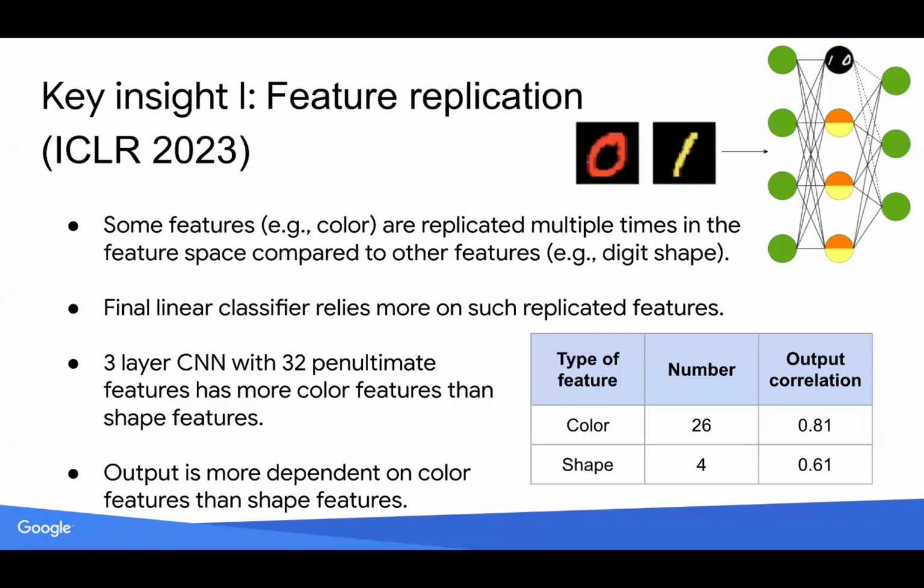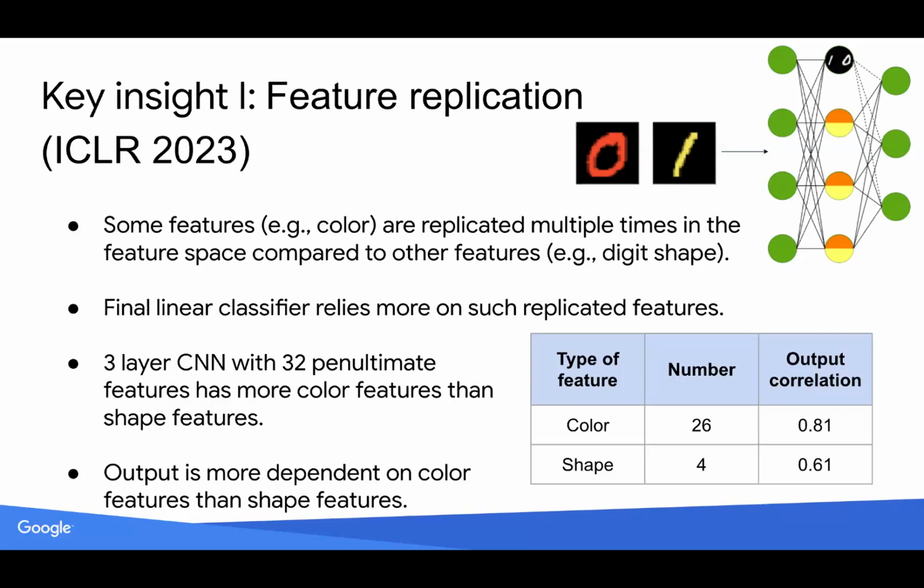In the table here, what we see is that out of the 32 penultimate layer features, 26 of them have much higher correlation with color as compared to shape, whereas only 4 features have much higher correlation with shape as compared to color. And there are 2 more neurons which don't have very high correlation with either color or shape. So out of the 32, only 30 have very high correlation, and among them 26 have much higher correlation with color as compared to shape. Because the final layer primarily depends on the penultimate layer features to do the final linear classification, it turns out that the output correlation with color is much higher compared to that with shape.